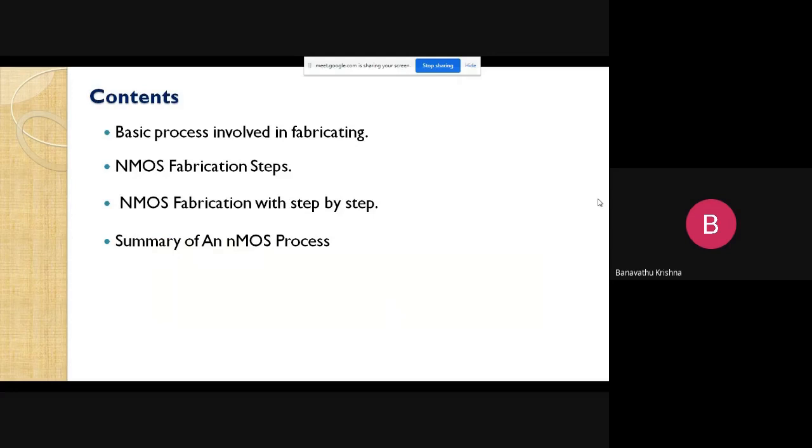So these are the contents of nMOS fabrication processing techniques. The first thing is the basic process involved in fabrication, meaning what methods and techniques we need to apply for fabrication processing. The second thing is the nMOS fabrication steps, what steps we follow in nMOS fabrication processing. Next, nMOS fabrication processing step by step. What we discuss in the fabrication steps will be discussed step by step along with diagrams. And next is the complete summary of what we have done in the nMOS fabrication processing design. We need to summarize all the processing steps.